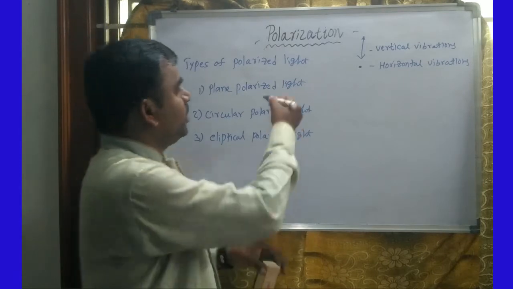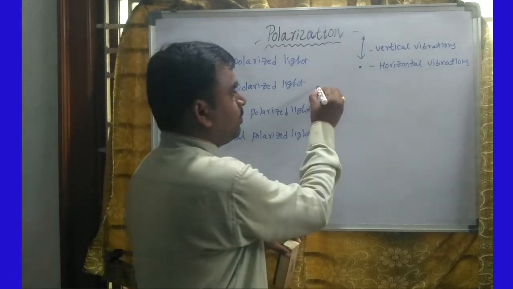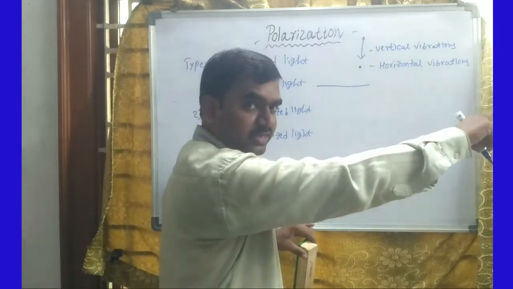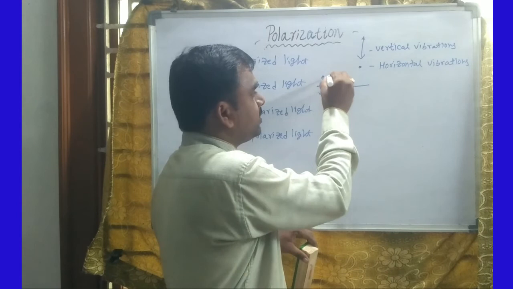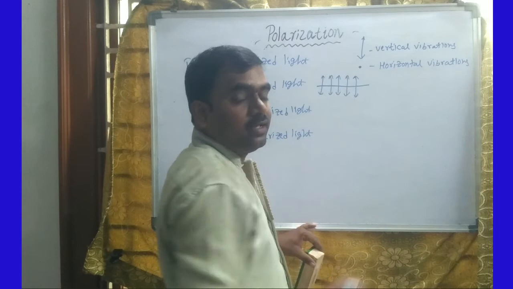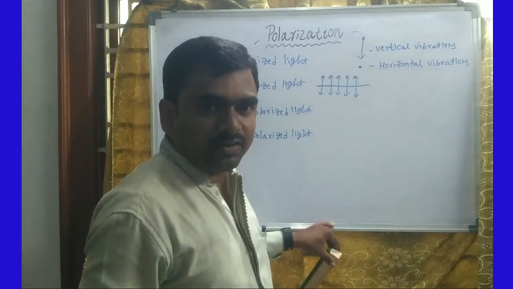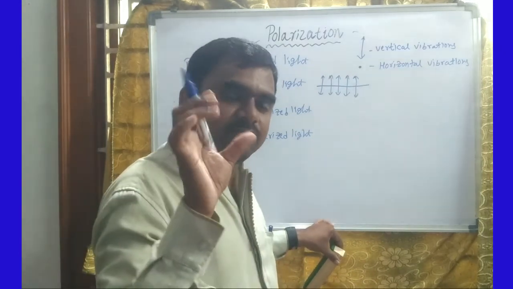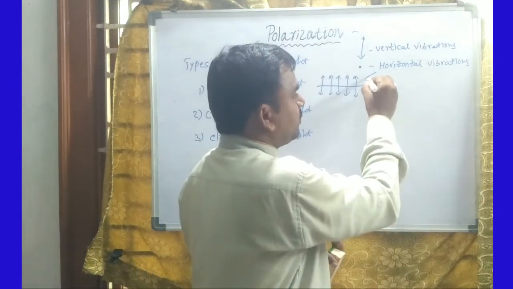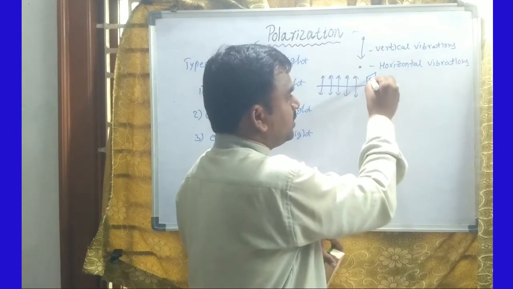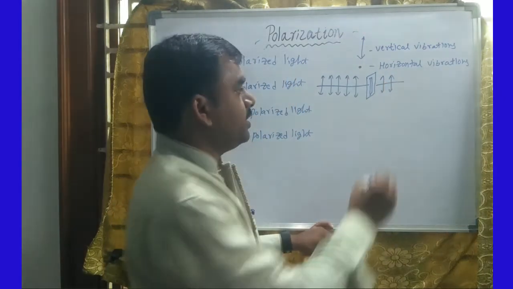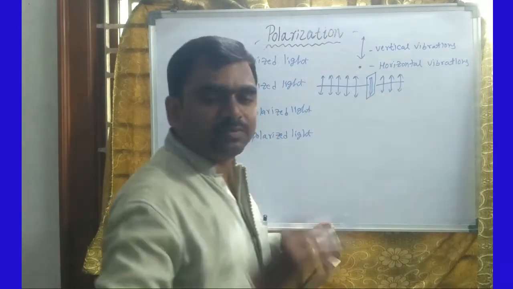Okay, now we will discuss in detail. For example, as we discussed, if light is passing through like this, it has two vibrations, horizontal vibrations and also vertical vibrations. That means in a normal source of light, the vibrations of the atoms are in all directions. For example, if we allow that through a vertical slit, we will get only the vertical vibrations.